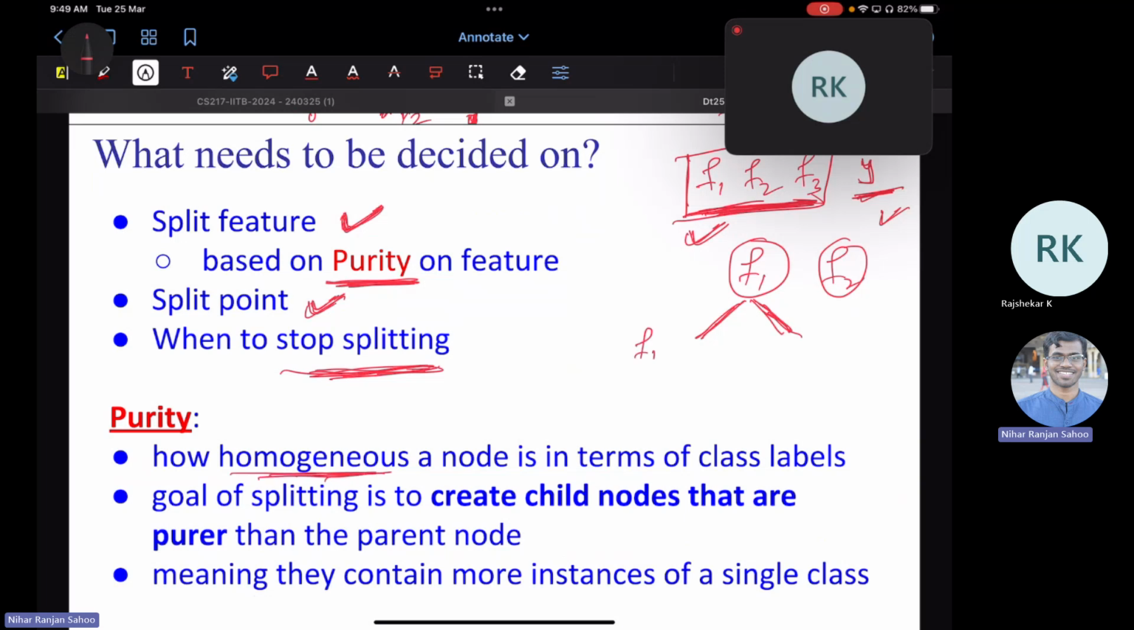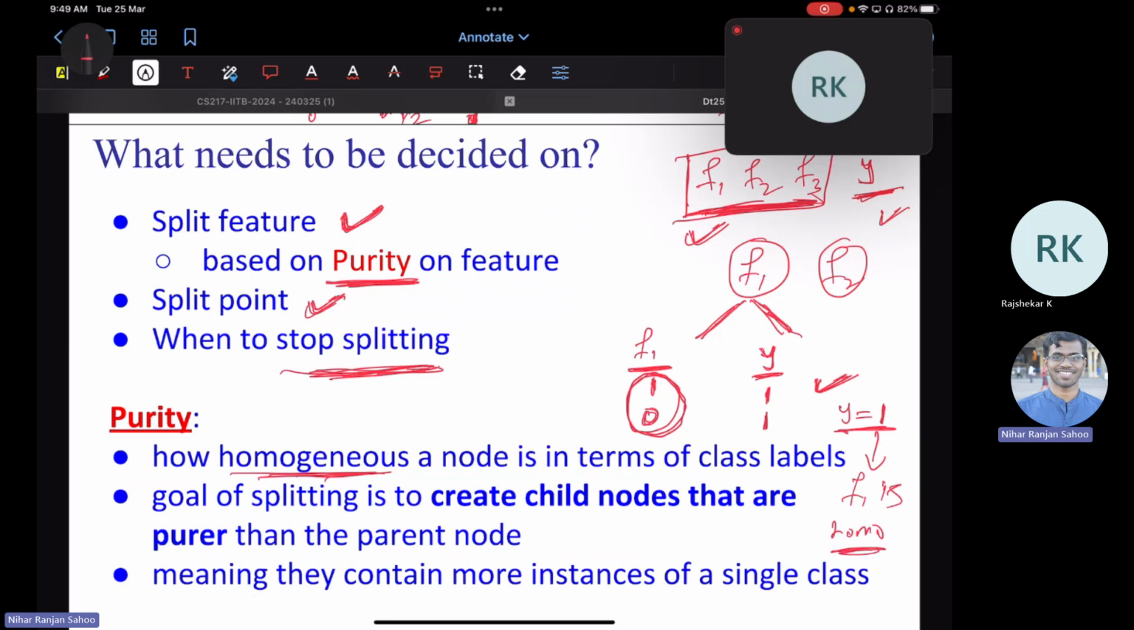Let's say feature 1 has two values, 1 and 0, and Y also has two values, but whether this feature takes the value 1 or 0, Y is 1 in both cases, right? So we don't get any particular information from feature 1 to decide Y equal to 1. So for Y equal to 1, feature 1 is homogeneous. This is what we mean by homogeneous.